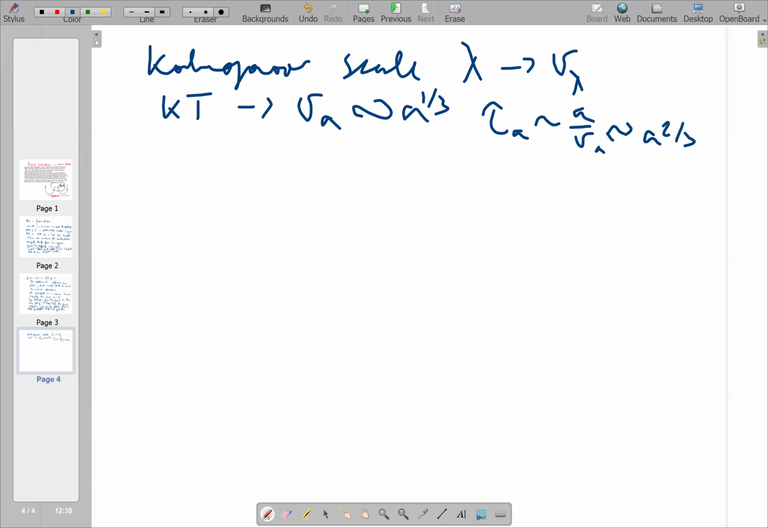Now acceleration. Acceleration at scale A is proportional to V at scale A divided by the rotation time at scale A. And then that is A to the 1/3 divided by A to the 2/3, which is A to the minus 1/3.